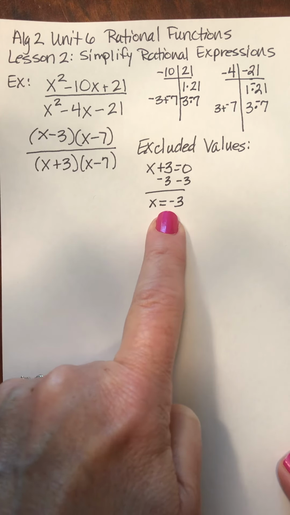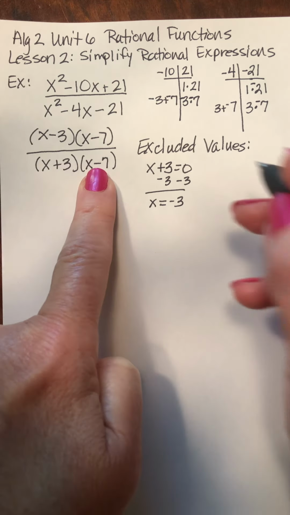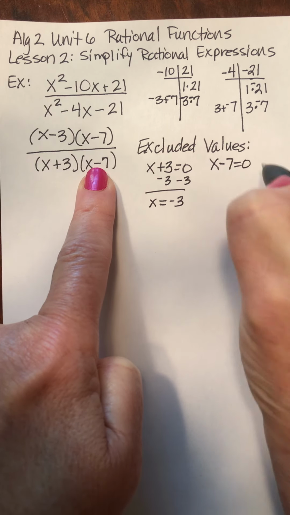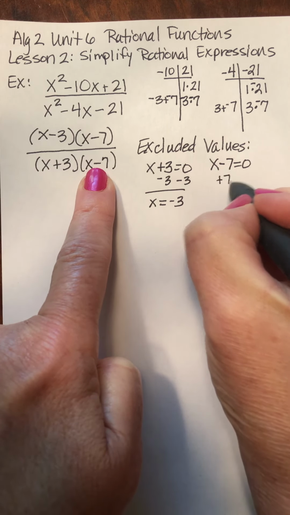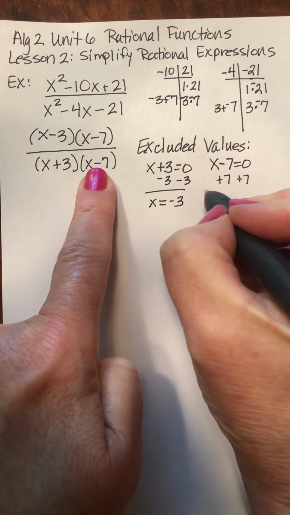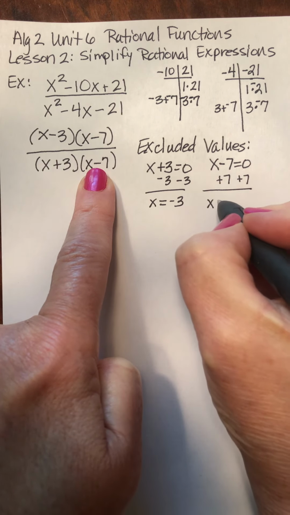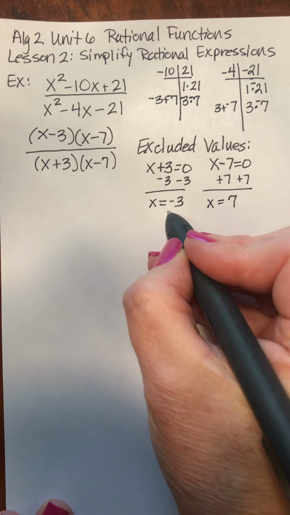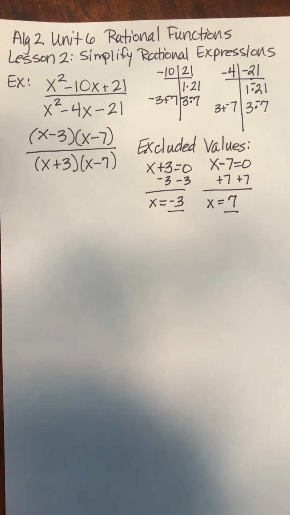So that's why I'm showing you this part. But you have to do the same thing with the second set of parentheses. So I'm going to add 7. Remember, we set it equal to 0 and solve it. So now I'm going to get +7. So my excluded values are -3 and +7. We're going to make that part of the answer when we write the final answer.